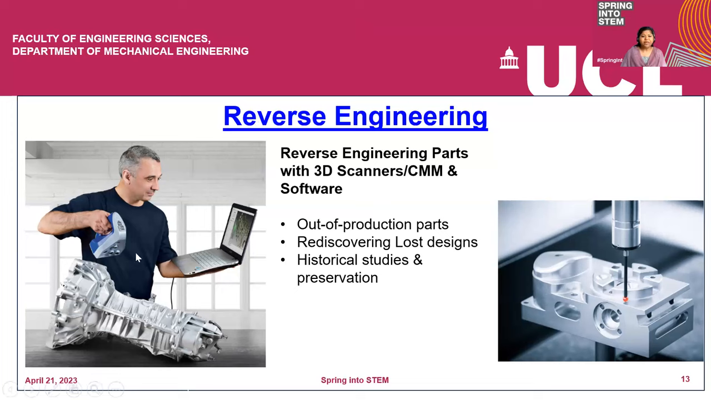See, this is called a 3D scanner. You basically scan the product in order to reproduce the design that will be used to manufacture the component. There are two techniques that you could use here. Either you use a 3D scanner or what we call a CMM, the coordinate measuring machine, where the probe will basically touch the entire component and it will reproduce the drawing for you. This is widely used, as I said, for out of production parts, for rediscovering some lost designs, particularly in historical studies and preservation of old components or products.